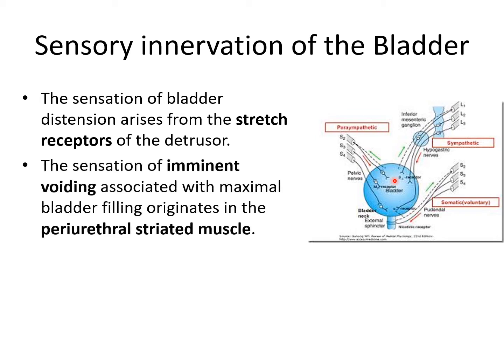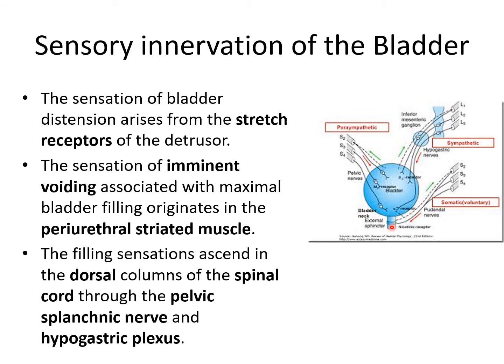Now the sensation of fullness or imminent voiding, associated with maximal bladder filling, originates in the periurethral striated muscles. So in both areas, the bladder wall as well as the periurethral striated muscle, there are sensory receptors present. The bladder wall has the stretch receptors for the initial sensation of fullness, whereas the periurethral receptors are stimulated when there is imminent voiding, with a heavy increase in pressure.